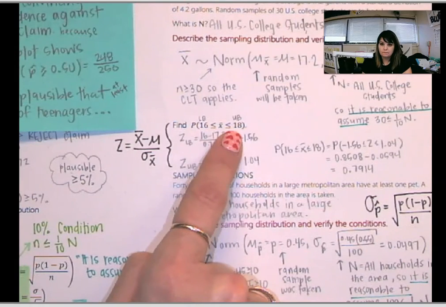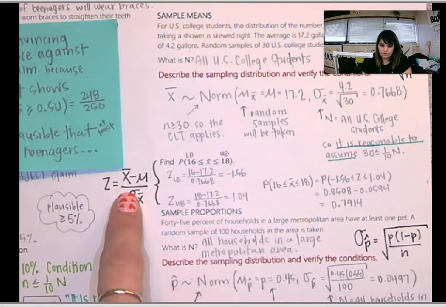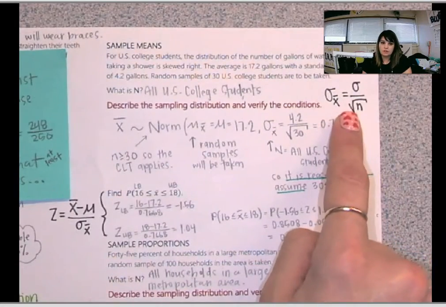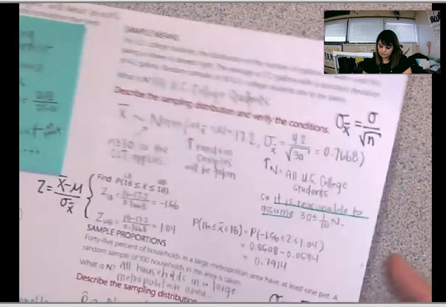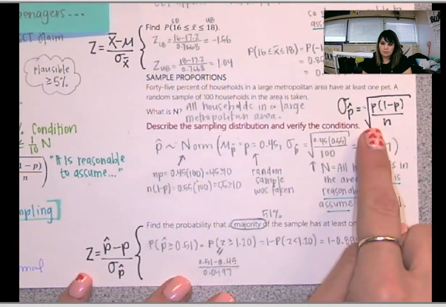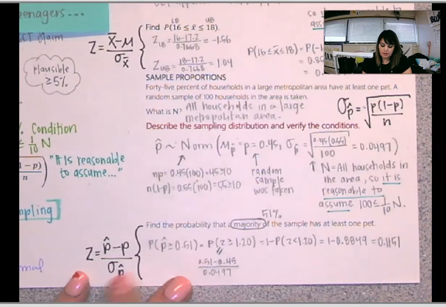I added in the formula for z here, and for standard deviation of x here. Same with this, standard deviation of p hat, z for p hat. And then this is the solutions to the problem.